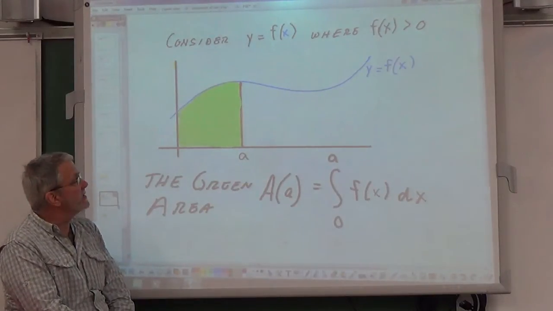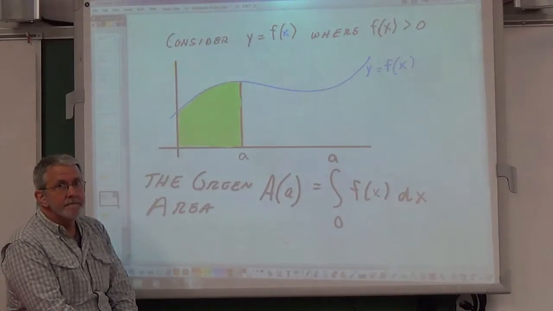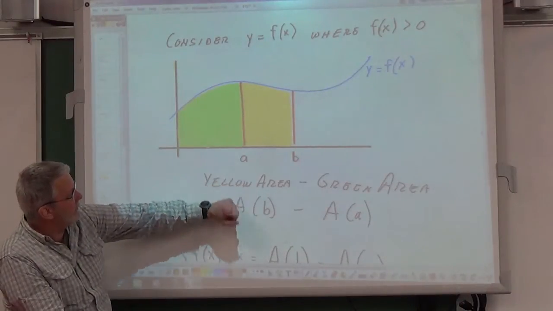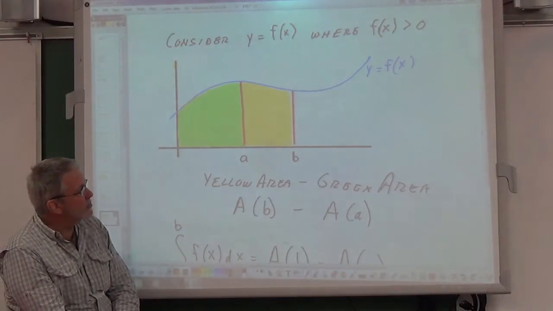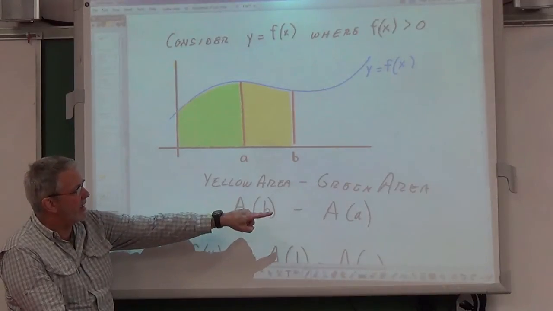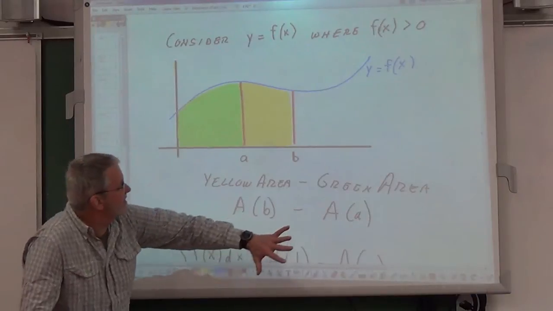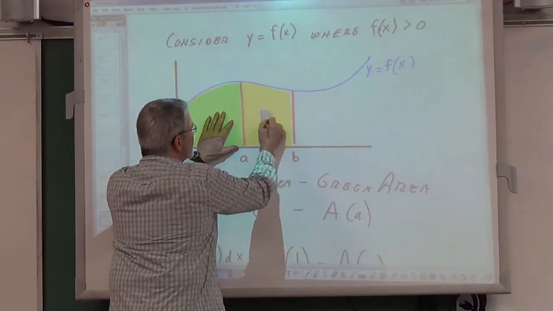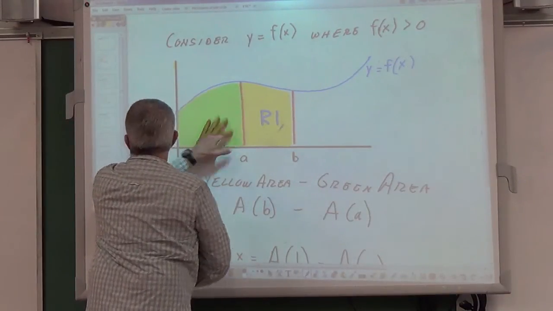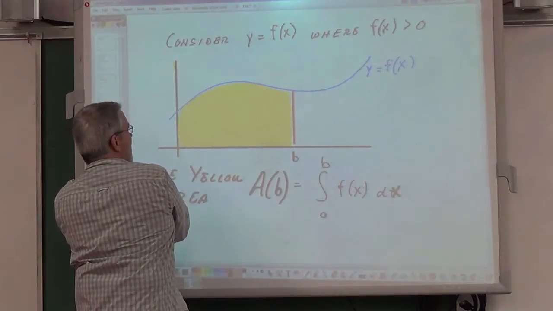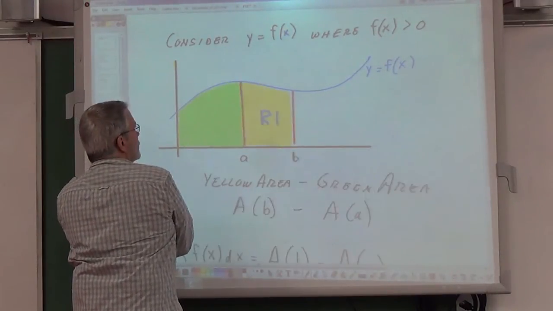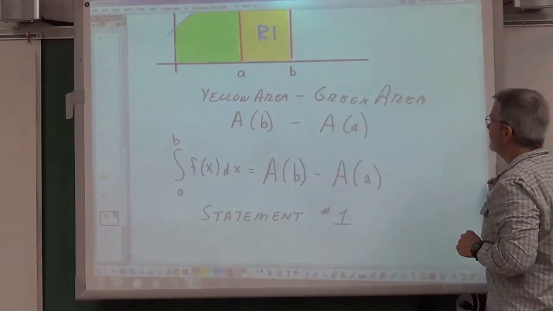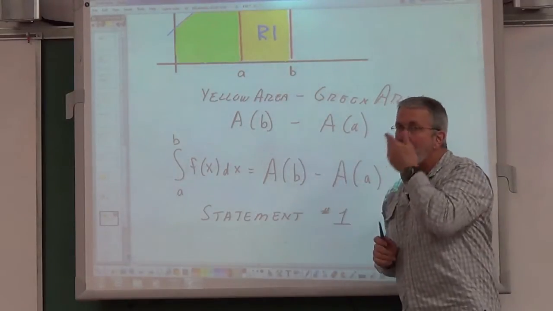What I'd like to consider now is that yellow area, subtract from it the green area. So I want to take the yellow area, which we define to be A of b, and I'm going to subtract away from it the green area, which we define to be A of a. And you can see that this is the region that I'm talking about right here. The yellow area, subtract from it the green area, and I'm going to end up with this region 1 right there, which is going to be A of b minus A of a.